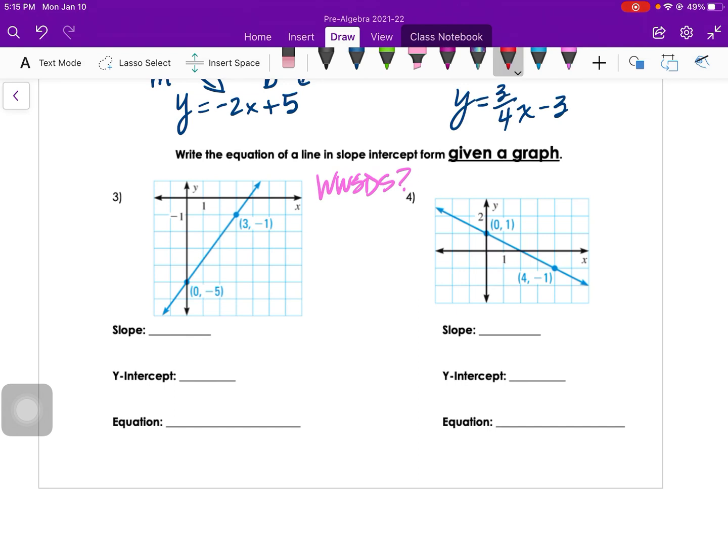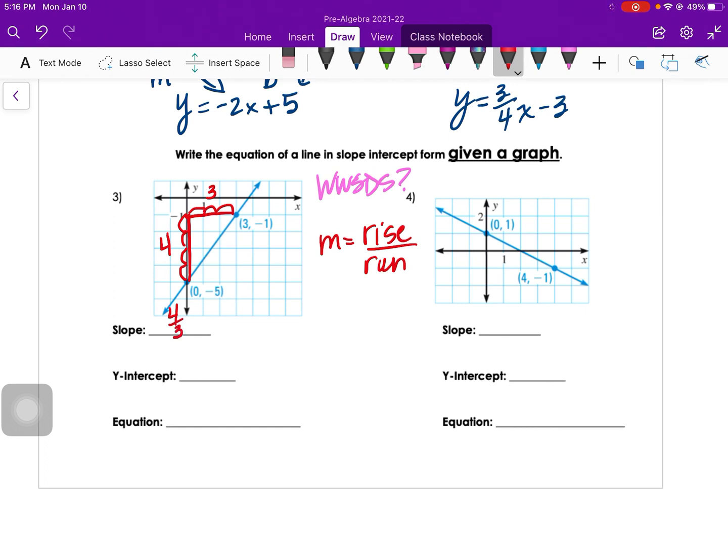To find our slope when we're given a graph, remember m is equal to the rise over the run. I'm going to start by drawing my slope triangle. Just remember, you can use any 2 points on the line to find the slope. For number 3, my rise is 1, 2, 3, 4 units, and my run is 1, 2, 3. So that means the slope of this line is 4/3.